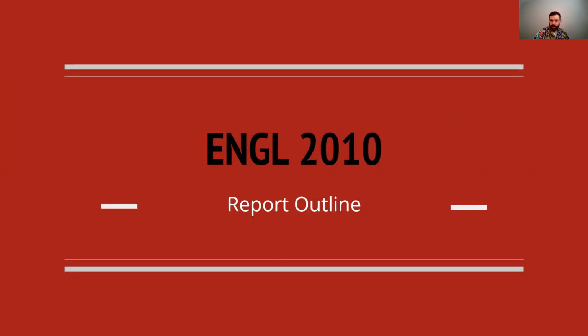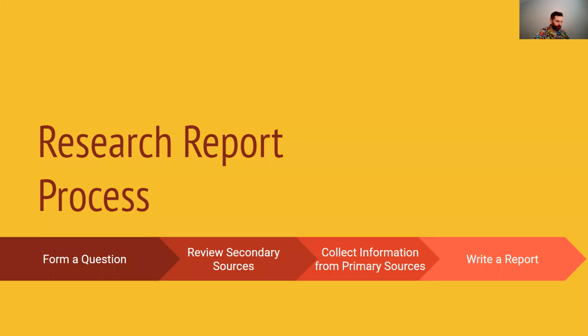In this video, we want to talk about the report and how to create an outline for your report. So we've been working recently on this research report process where you created a question, developed a proposal, then you started to collect secondary sources. And we even talked about recently about then collecting information from primary sources. The final step in the process then is to compile all of that research into a report.